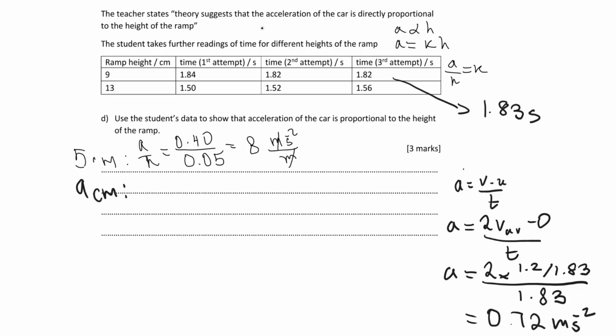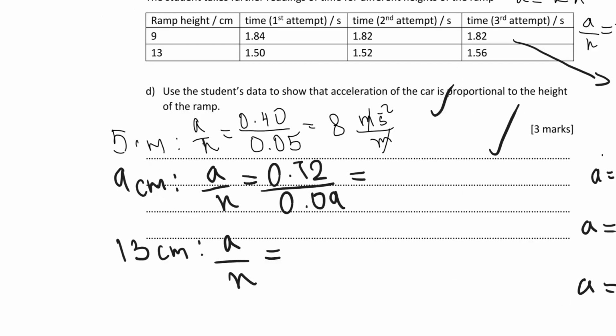So for 9 centimeters, a over h will be equal to 0.72 divided by the height, which is now 9 centimeters, so it's going to be 0.09. And this will also be equal to 8 seconds to the power of -2.